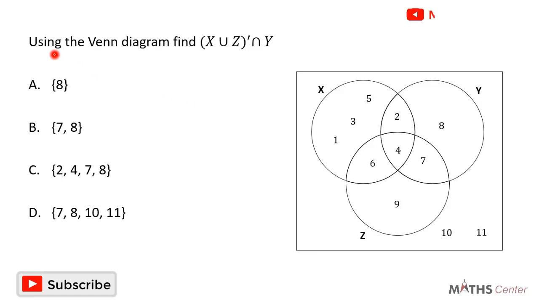Using the Venn diagram, find X union Z complement intersection Y. This is a multiple choice question, so you solve the question, and after that we will pick the correct option. The question wants us to use the Venn diagram to find the members that belong to X union Z complement intersection Y. The three sets we have are X, Y, and Z.